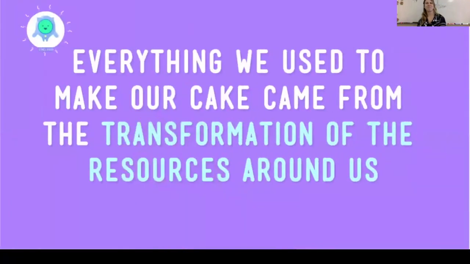So from start to finish, everything we use to make our cake came from the transformation of the resources around us. The effect the natural world has on our lives is immense, and something as simple as baking a cake shows that we wouldn't be able to live the way we do without the abundance of natural resources on our planet. And it doesn't hurt that the end result of those resources can be a cake.